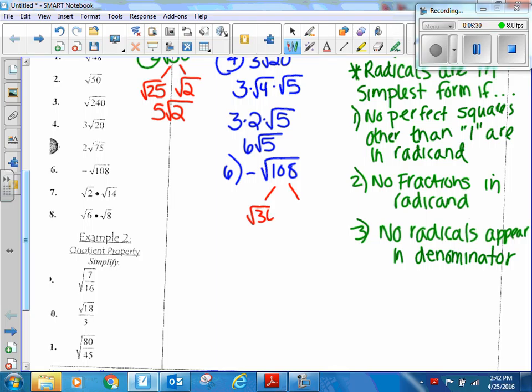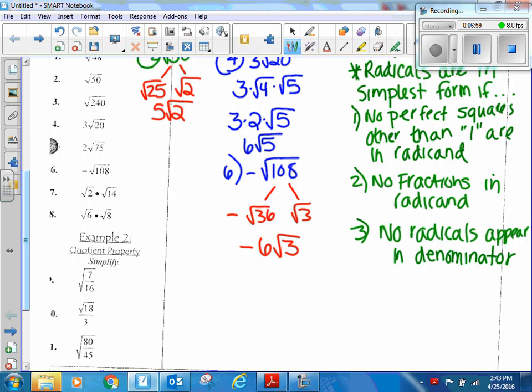Again, if you have to, start working a factor table on the side like we did when we were factoring. Go and see 1 in 108, 2 in 54, 3 in 36. Try to find the highest perfect square that is a factor of that number. So again, this negative is just going to stay out front. The square root of 36 is 6, and the square root of 3 is already in simplest form, so it stays as the square root of 3. So my final answer would be negative 6 square roots of 3.